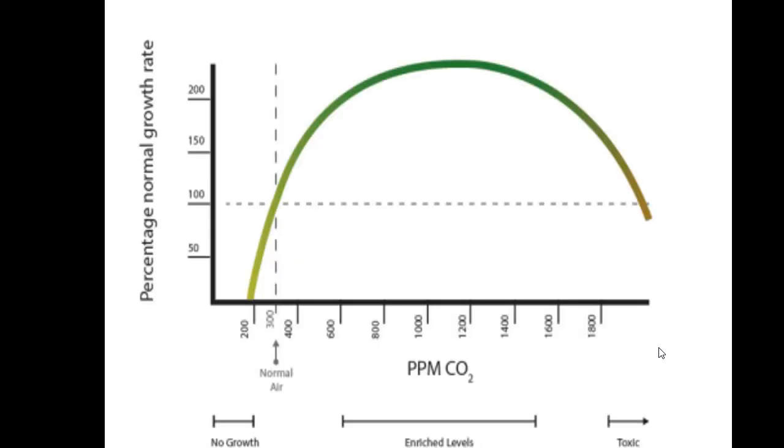Here we have a graph showing carbon dioxide requirement for photosynthesis. From the graph, the normal carbon dioxide range is 300 ppm, but the main observation we have to make here is that photosynthesis is maximum at 1200 ppm.